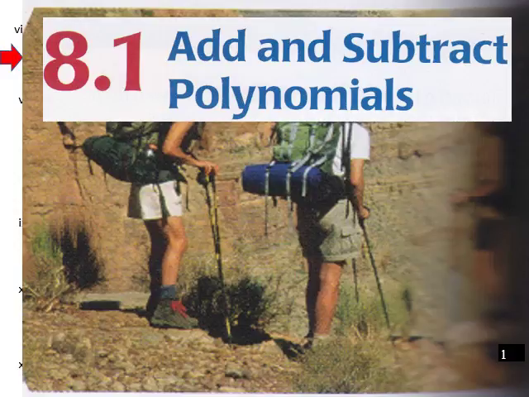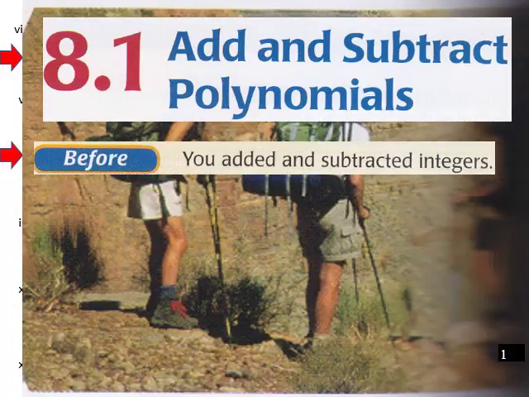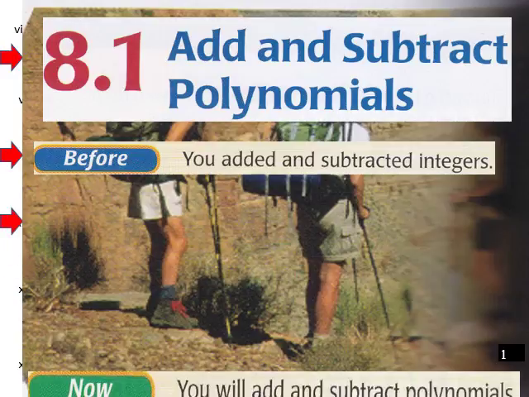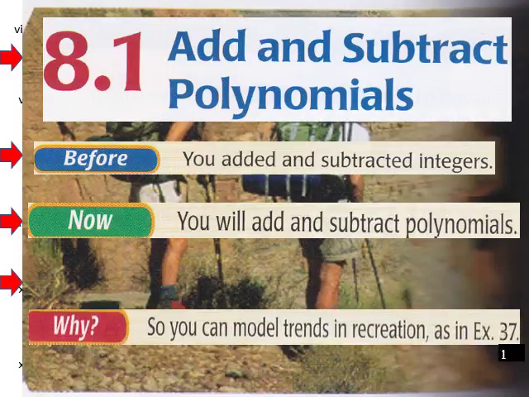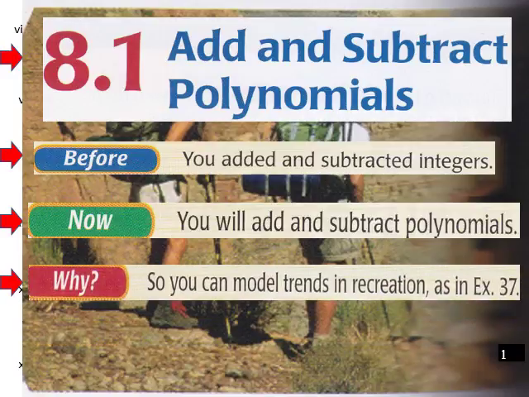Add and subtract polynomials. You've added and subtracted integers. You will add and subtract polynomials, so you can model trends in recreation, as in example 7. I think that's in part 2. This is part 1. If you want part 2, you have to get the course suite.